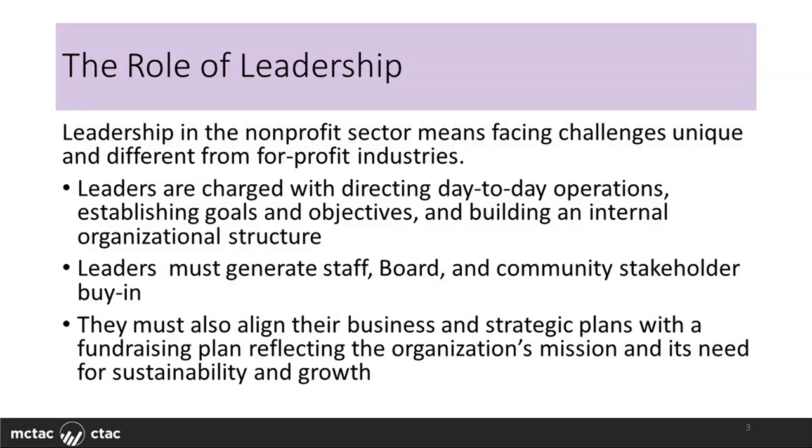So leadership in the nonprofit sector means facing challenges that are unique and different from the for-profit sector. We might take that for granted, but there's some key overlap, of course, but there are some significant differences. Leaders are charged with directing day-to-day operations, establishing goals and objectives, and building an internal organizational structure. That's a lot on the one leader who may be the CEO, but it's also distributed and shared with and delegated to other key leaders in the organization. Leaders must generate staff, board, and community stakeholder buy-in, and that's very critical to the role of a leader. And they must align their business and strategic plans with a fundraising plan reflecting the organization's mission and its needs for sustainability and for future growth.